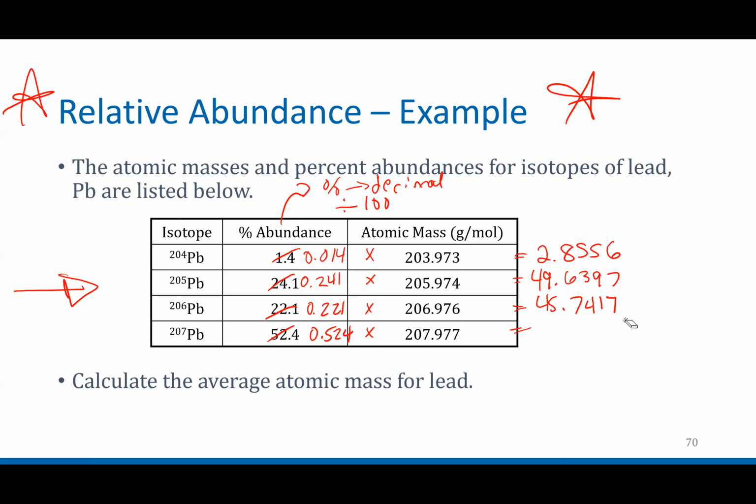Okay, so I multiplied this one and I get 108.9799. So all I'm going to do now, because I've multiplied these together, this, by the way, is called a weighted average. I multiply them all together and then add them up.